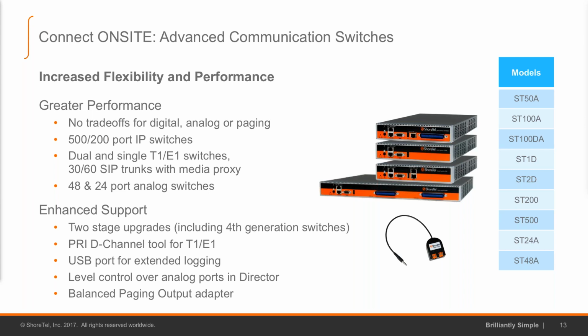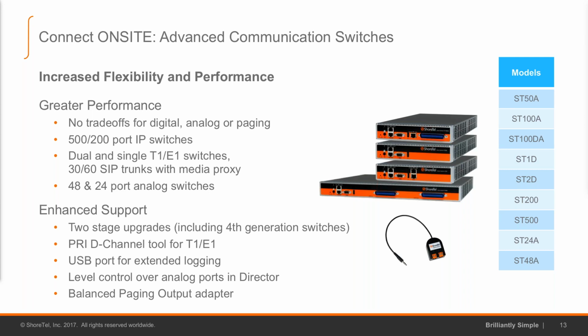Also, higher density. You've got 500 and 200 port switches. What does the 500 and 200 mean? That's the number of IP phones, i.e. users, that can be supported by the switch. So if you can imagine a 1U rack unit, like you see there at the top of the stack, if I put two of those next to each other, I could have 1,000 users in one rack U of space. U stands for unit, so one rack unit of space. That's a lot of capacity in a very, very small space.